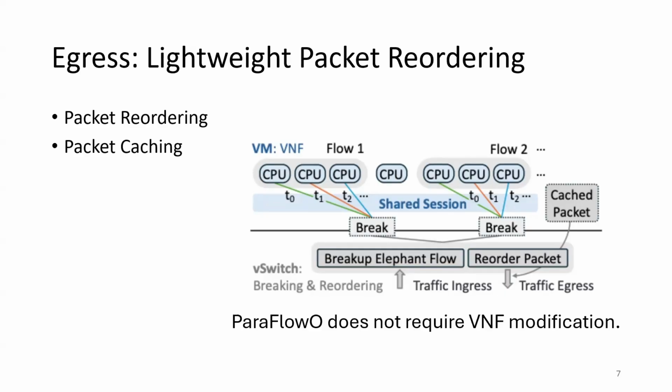To reduce memory overhead, PowerFlow supports metadata-only caching. Instead of storing complete packets in the vSwitch, it only stores packet metadata and fetches the full packet when needed.